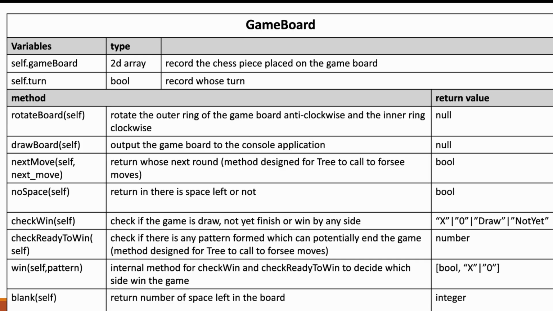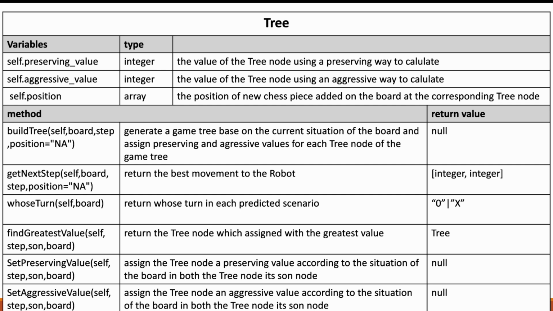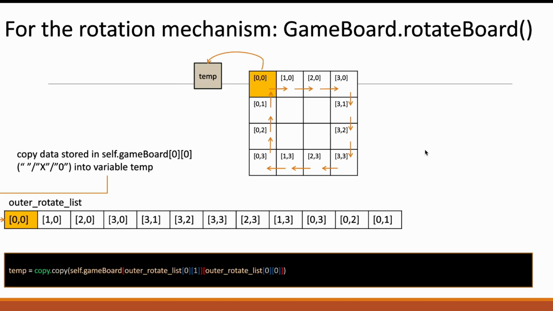So this is the variables and function list that we use throughout our code. This is the game board, this is the robot, and this is the tree. We make our board using coordinates in a 2D array list, going from 0.0 to 3.3. For the outer section, we use a linked list from 0.0, linking it to 1.0 and so on until it makes a full circle. Same goes for the inner section, but it will go in an anti-clockwise direction.